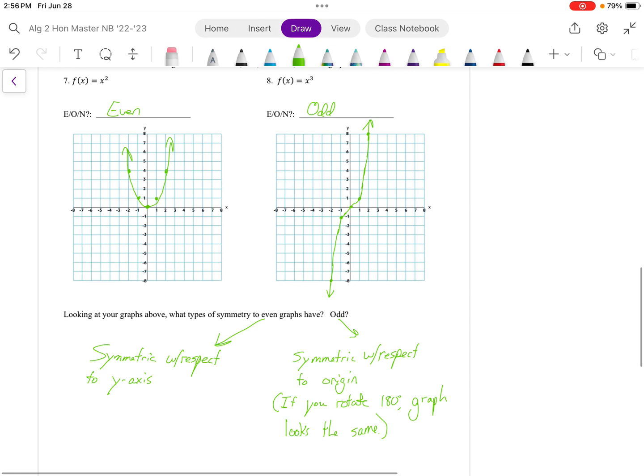Looking at those two graphs, it ends up being that even functions, like example 7, f of x equals x squared, are symmetric with respect to the y-axis, whereas odd functions like number 8, f of x equals x cubed, are symmetric with respect to the origin. Meaning if you rotate it 180 degrees, the graph looks the same as it originally did. And that's it for even versus odd functions.